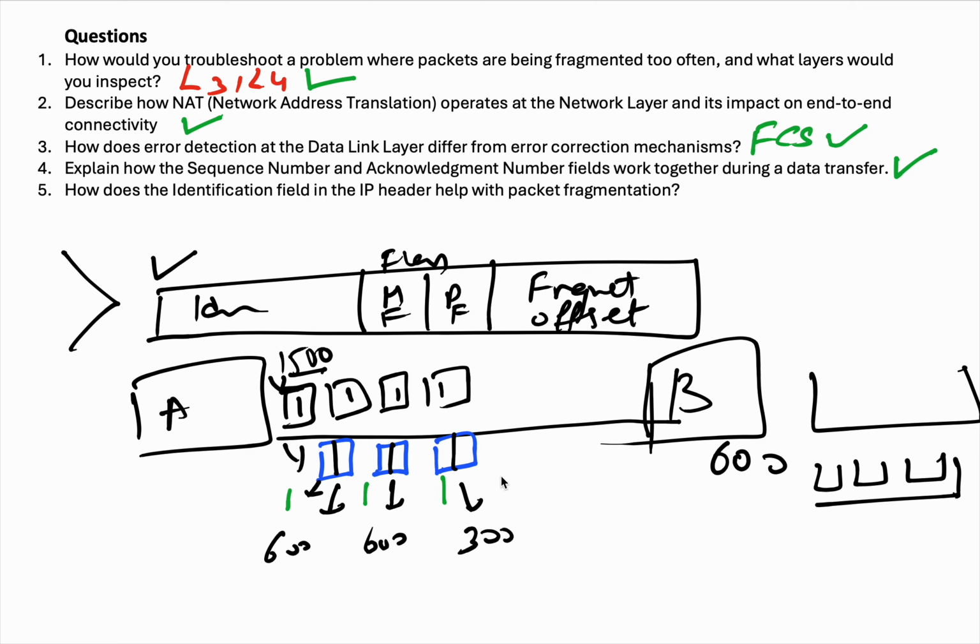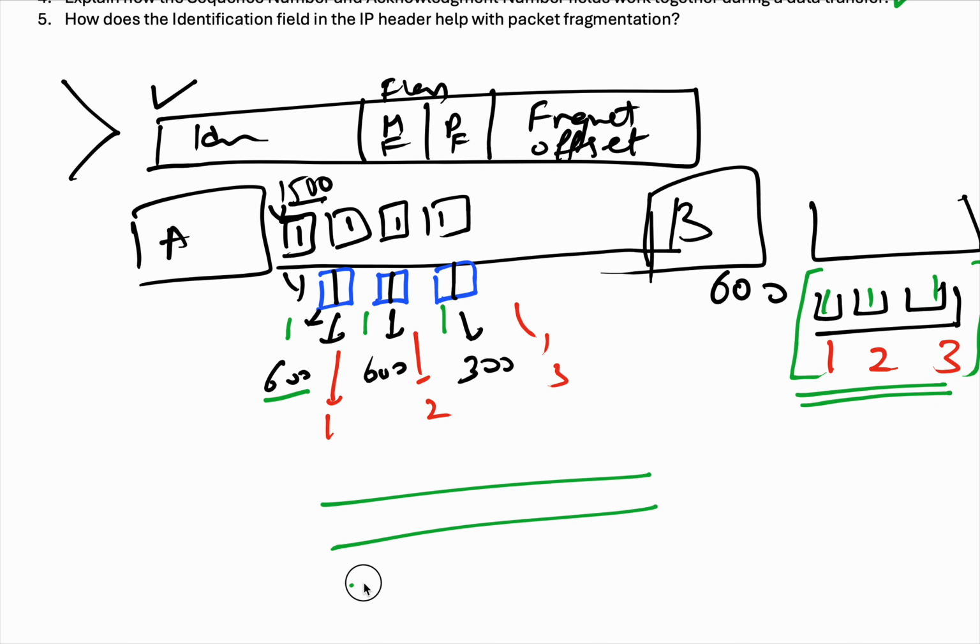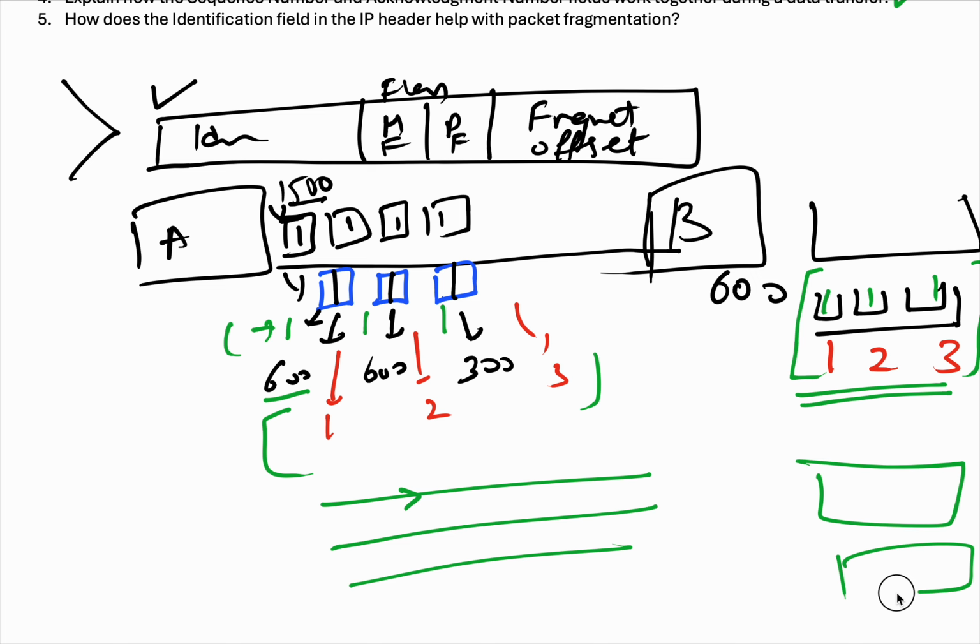Now it has to be in order. Since this is the first packet, it will have a fragment offset of 1, this will have 2, this will have 3. When it is assembled, it will be in order 1, 2, and 3, but all of these will have the same identification number. For this particular stream, the packets are ordered like this because we can have multiple streams. Each stream will have a different identification number, but fragment offset for them will again be in sequential order so that you can arrange those packets.